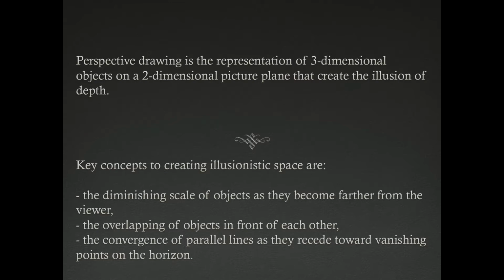Key concepts to creating illusionistic space are the diminishing scale of objects as they become farther from the viewer. So things that are farther away appear smaller. This seems obvious, especially when you look at the world around you, but they were not always represented in visual art. The overlapping of objects in front of each other: when something is in front of another thing relative to your position, your viewpoint in space, then things will overlap. And then you have the convergence of parallel lines as they recede towards vanishing points on the horizon.